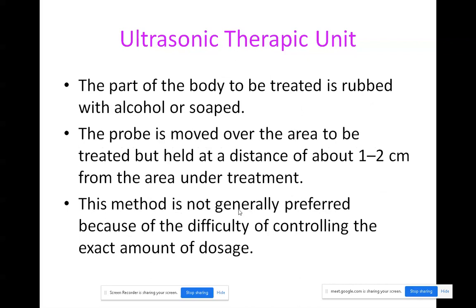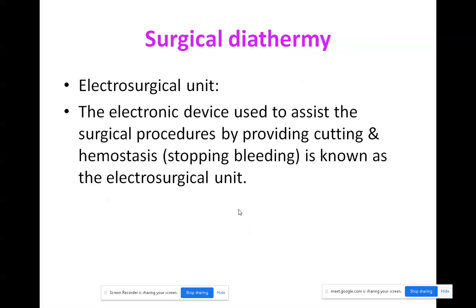The part of the body to be treated is rubbed with alcohol or soap. So before doing the therapy, you will be cleaning your body part with alcohol or soap. The probe is moved over the area to be treated, but held at a distance of about 1 to 2 centimeter from the area under treatment. The probe has to be moved at a distance of 1 to 2 centimeter. This method is not generally preferred because of the difficulty of controlling the exact amount of dosage. So dosage control will be very difficult in this method.